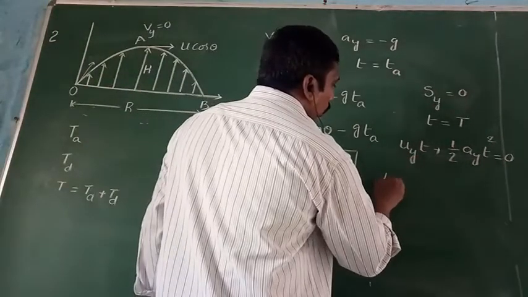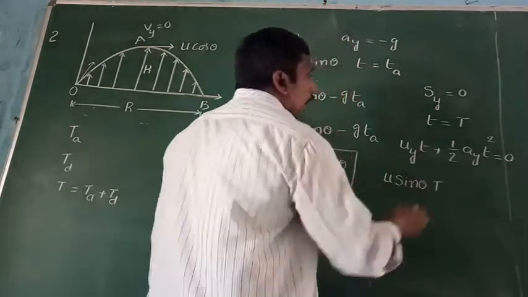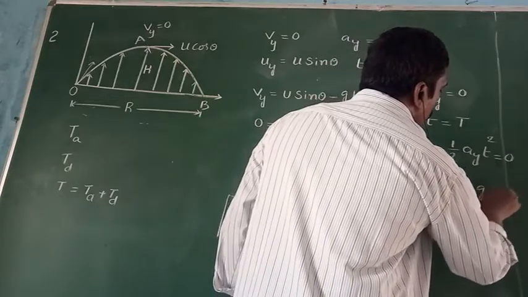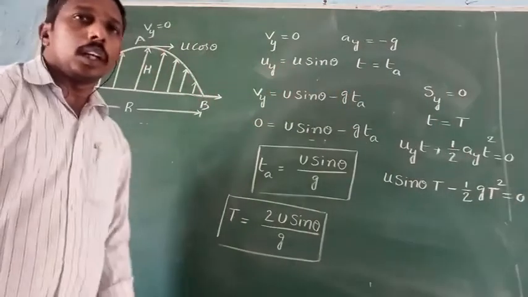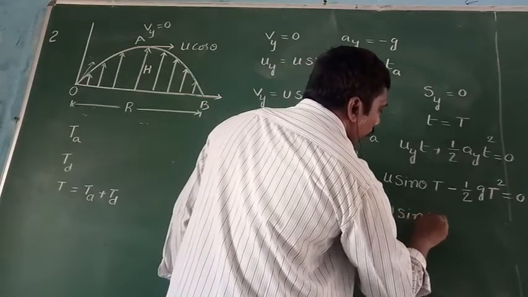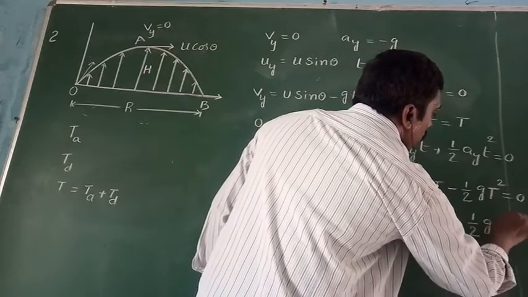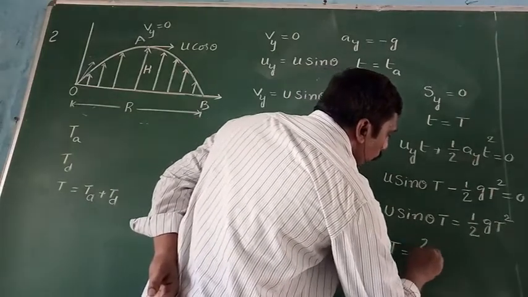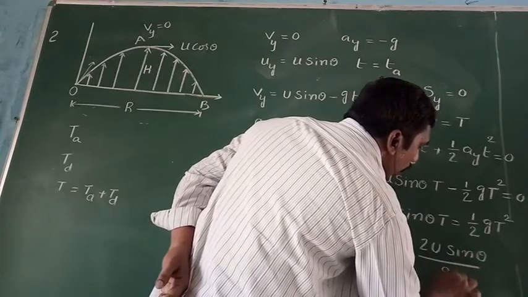Uy is equal to u sin theta, so u sin theta into t, where t is capital T. Ay is equal to minus g, so minus half of g into t square is equal to 0. Take that to the other side. Then we get u sin theta into t is equal to half of g t square. Both sides t get cancelled. We get the time of flight T is equal to 2u sin theta by g. This is one more method to derive the time of flight.